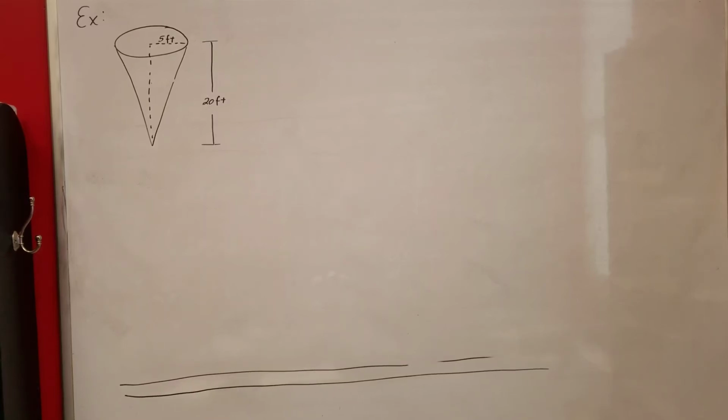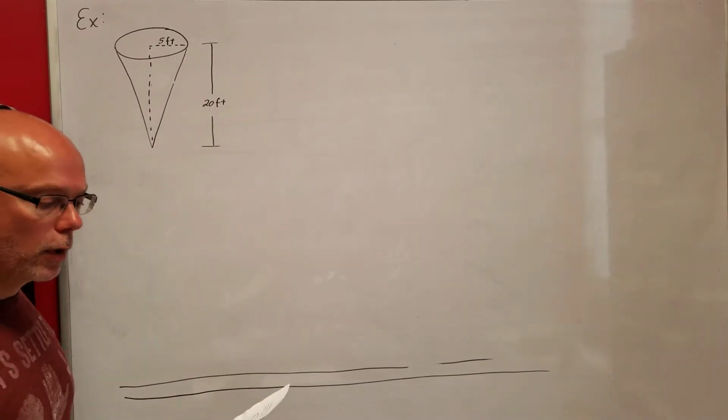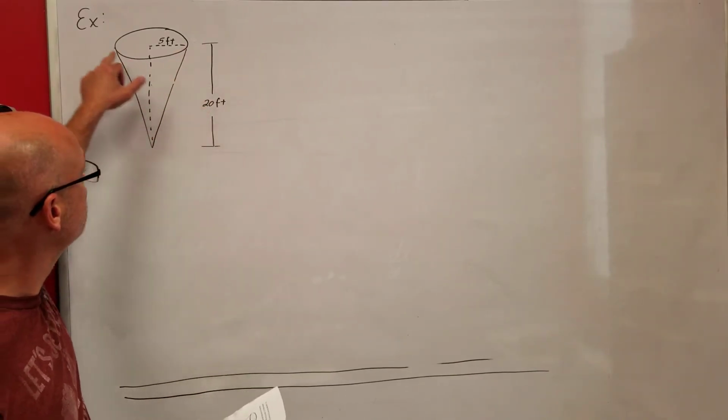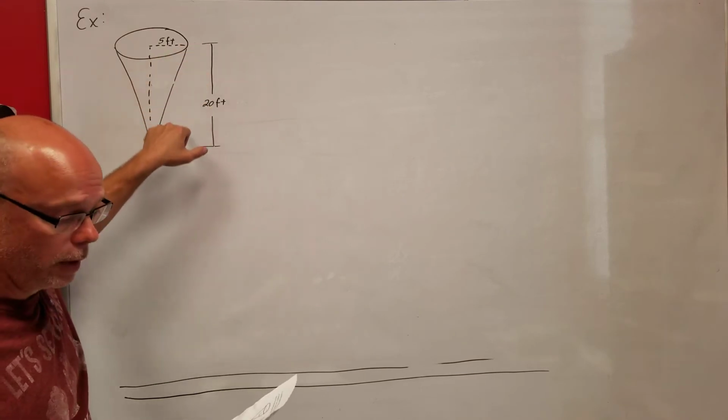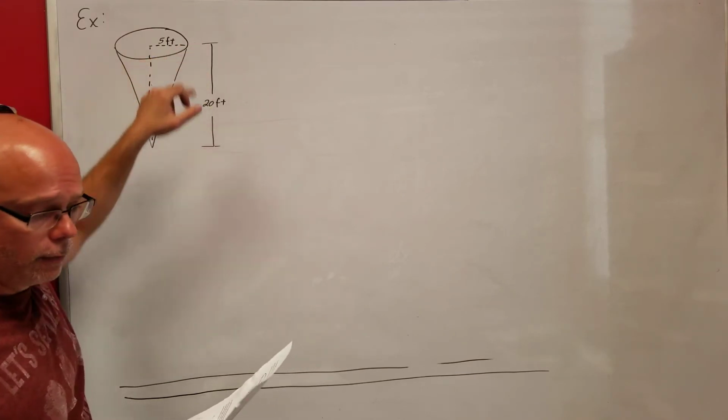Let's look at our third example here. Well, third word problem example. A tank is filled with water in the shape of an inverted cone 20 feet high. So here's my inverted cone. Here's 20 feet high, with a circular base on top whose radius is 5 feet.